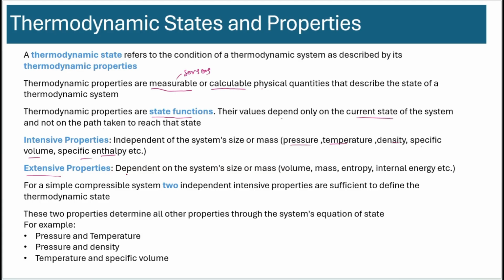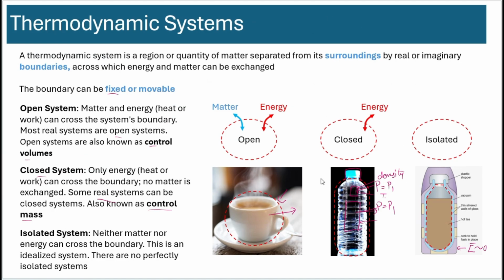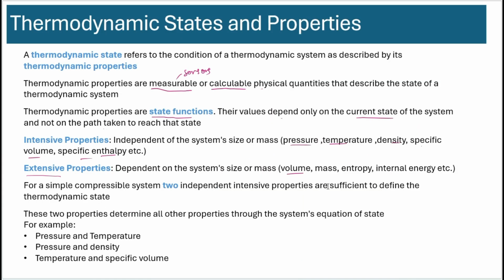Extensive properties are dependent on the system size or mass, volume. Clearly, if you take a smaller volume and a bigger volume, there's a difference in volume. So it is dependent on the number of molecules or the size of the system boundary. Volume is an example, mass, entropy, internal energy, total energy in there, all of that is dependent on the size of the system.